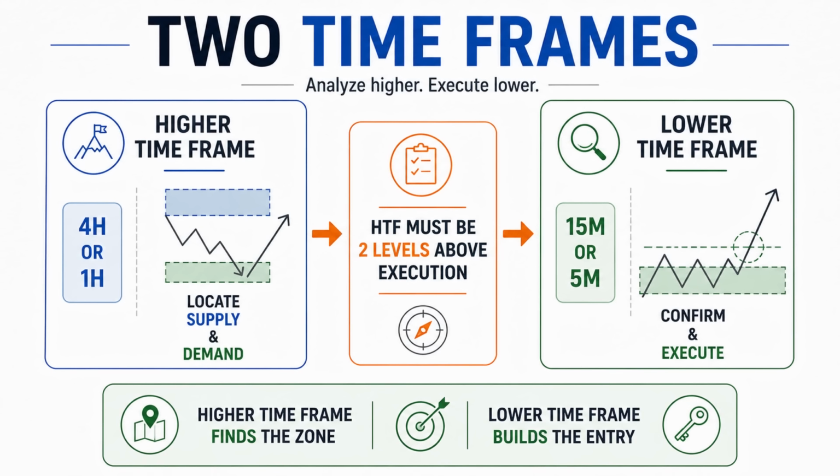This approach is built around two time frames. A higher time frame is used to assess overall market conditions and locate high-quality supply and demand zones. A lower time frame is then used to refine confirmation and execute precise entries. The combinations I recommend are the 1 hour with the 5-minute or the 4 hour with the 15-minute. You can apply other pairs as well, but the main rule is that your higher time frame must always be at least 2 levels above your execution time frame.